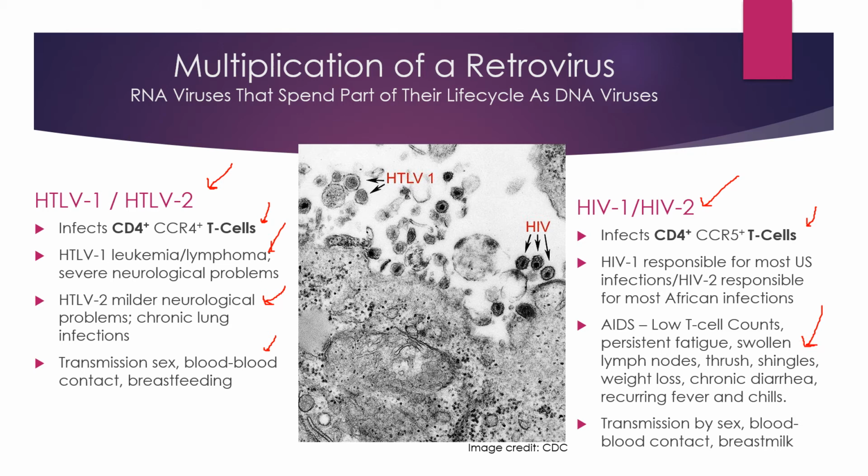HIV is transmitted by sex, blood-blood contact. So again, these are the needle sticks and the blood transfusions, okay, and also breast milk. And just to clarify, when we talk about sex here, primarily we're talking about anal sex or vaginal sex. The risk of infection is much lower for oral sex, although there is some risk.